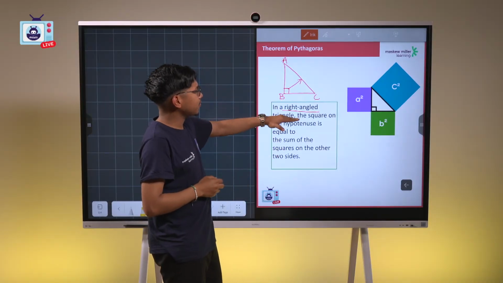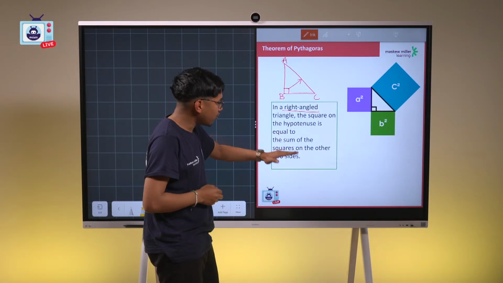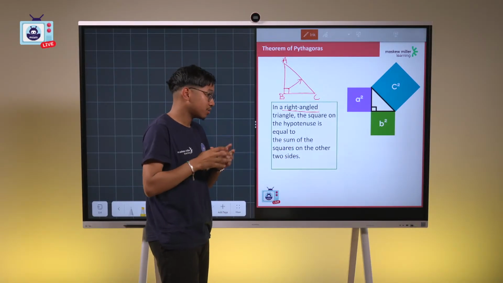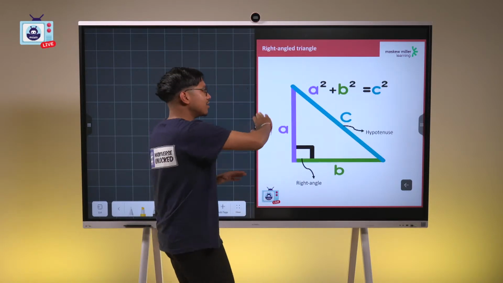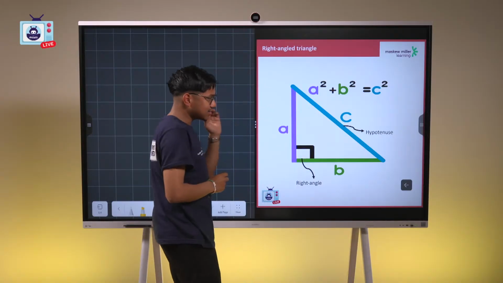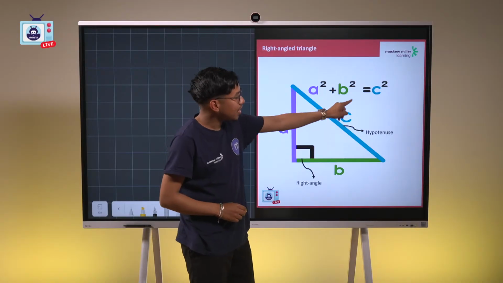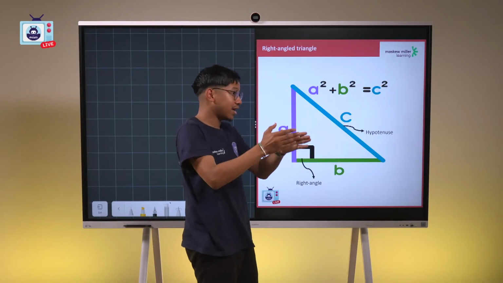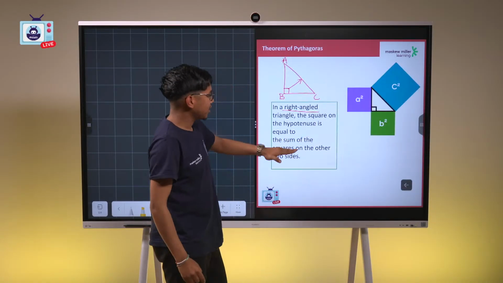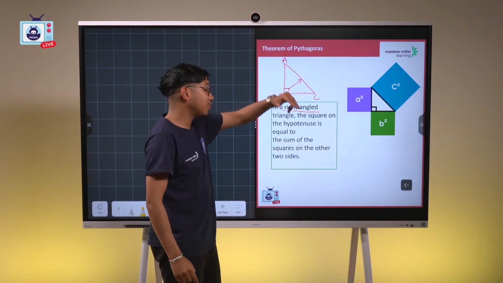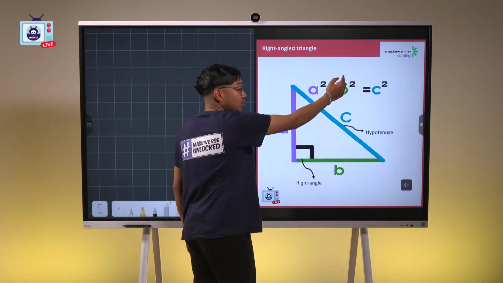So in a right angle triangle, the square on the hypotenuse is equal to the sum of the squares on the other two sides. Now that's quite a mouthful, but let's see how simple it actually is. This is what the theorem of Pythagoras is telling us. If I take the hypotenuse, which is my side opposite 90 degrees, and I square it, multiplying it by itself, that is then equal to the sum of the squares on the other two sides.